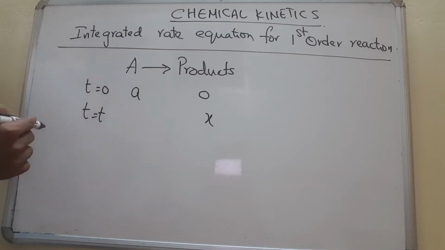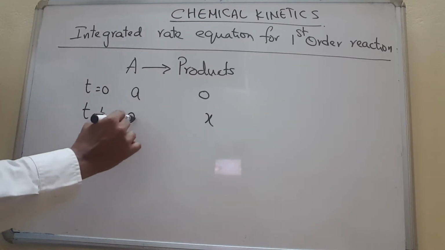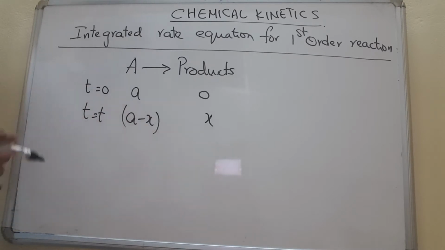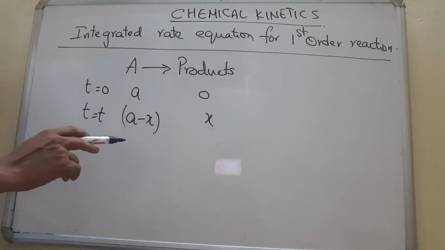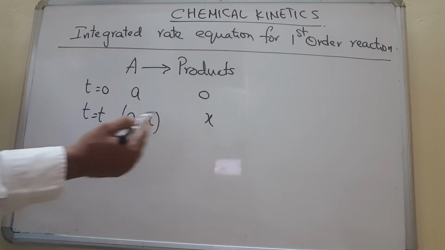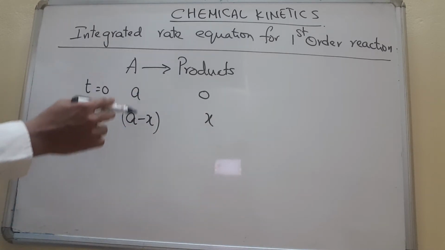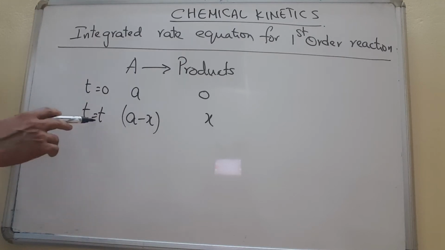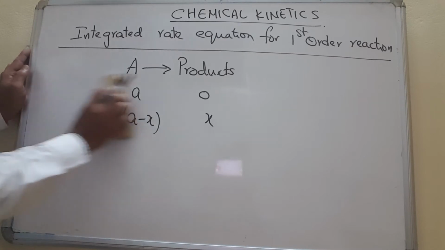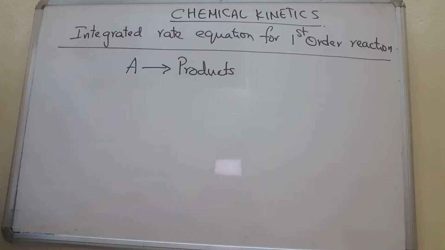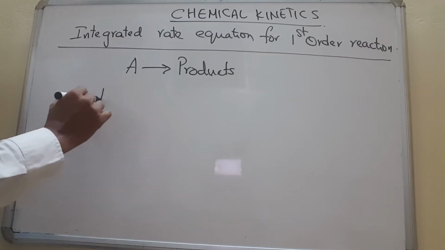What about the A concentration at time t? It becomes a minus x. Initial concentration and the product's concentration. That means the consumed, then the remaining concentration is a minus x. a is initial concentration, a minus x is the concentration at time t. Just remember this one. And then the rate law.